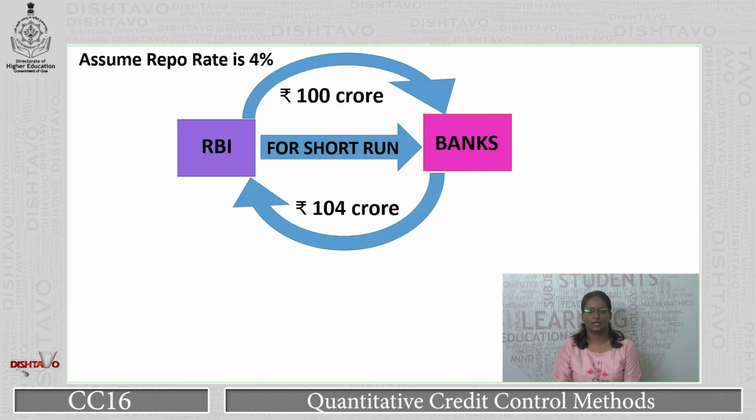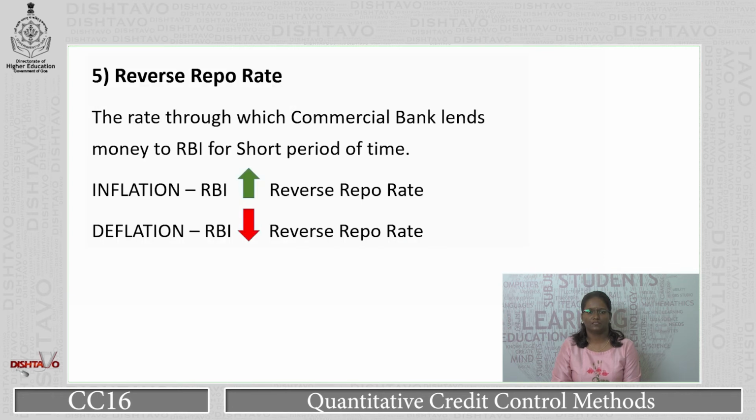Let us assume the repo rate is 4%. Here, RBI will give 100 crores to commercial banks for a short run. In return, banks will have to give 104 crores. The fifth concept is reverse repo rate.